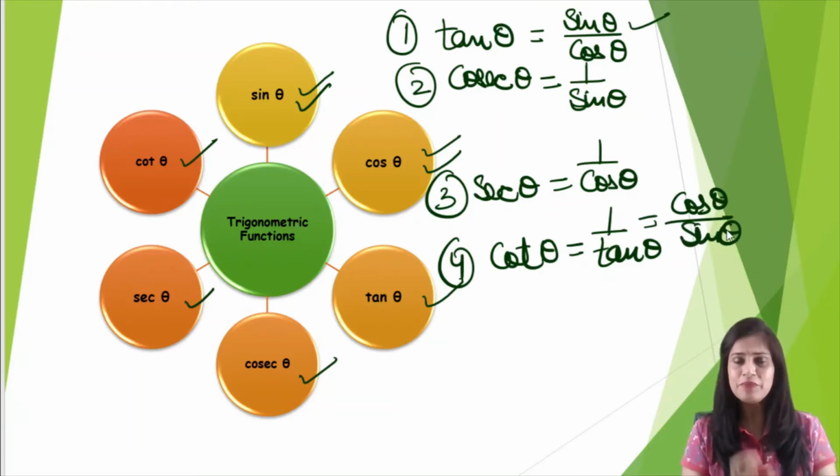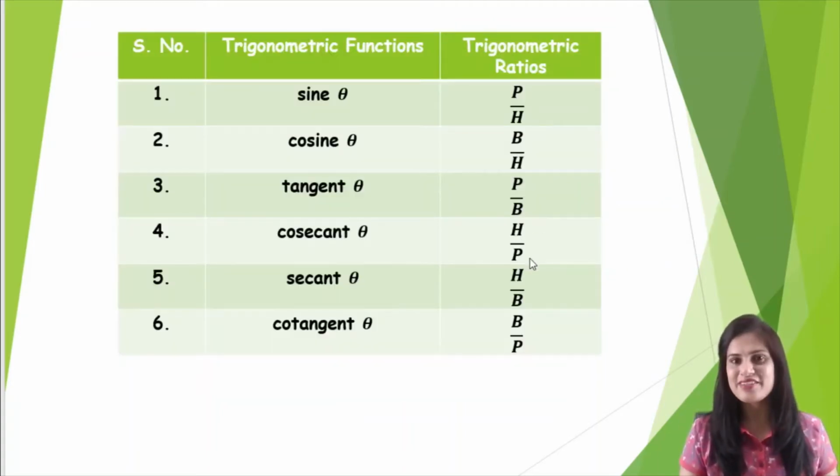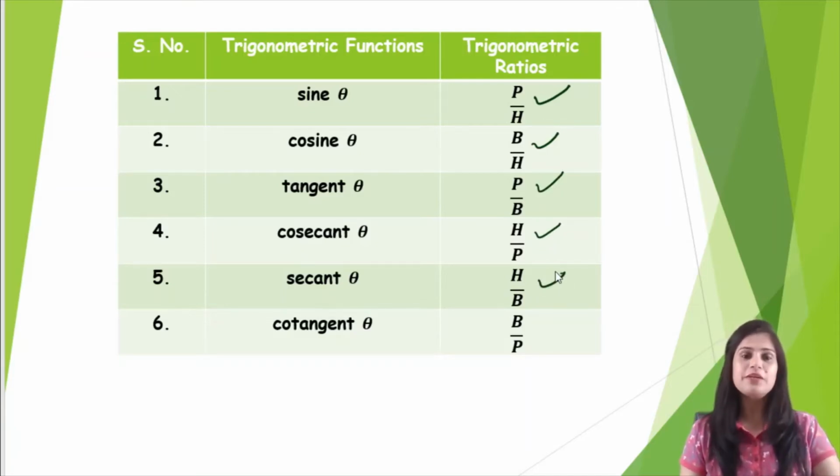Isn't it simple? Now we have to relate all these 6 functions with the 6 ratios. Are you ready to get the relation? Yes. So here is the relation. Sine theta is related to P by H, meaning perpendicular upon hypotenuse; cosine with B by H; tangent with P by B; cosecant with H by P; secant with H by B; and cotangent with B by P.